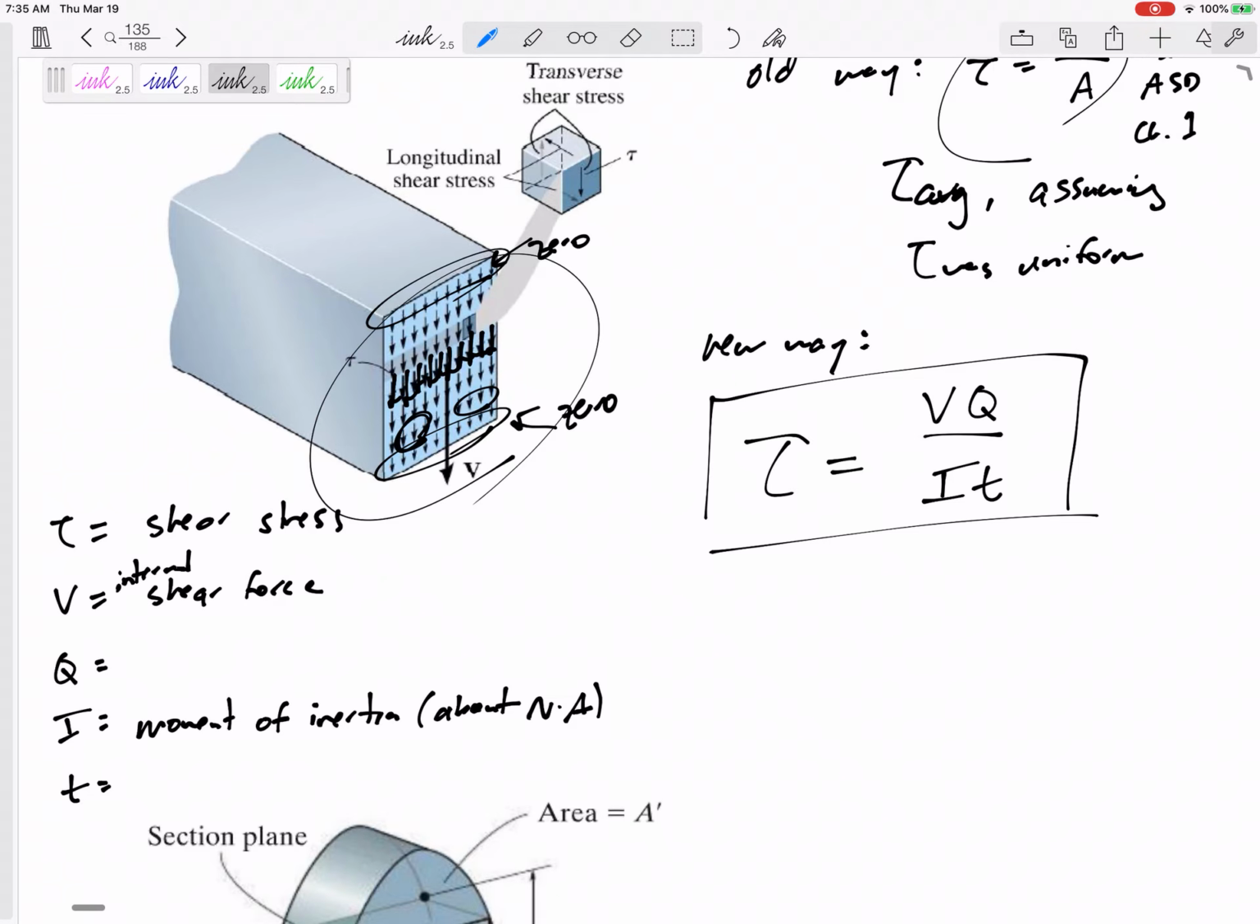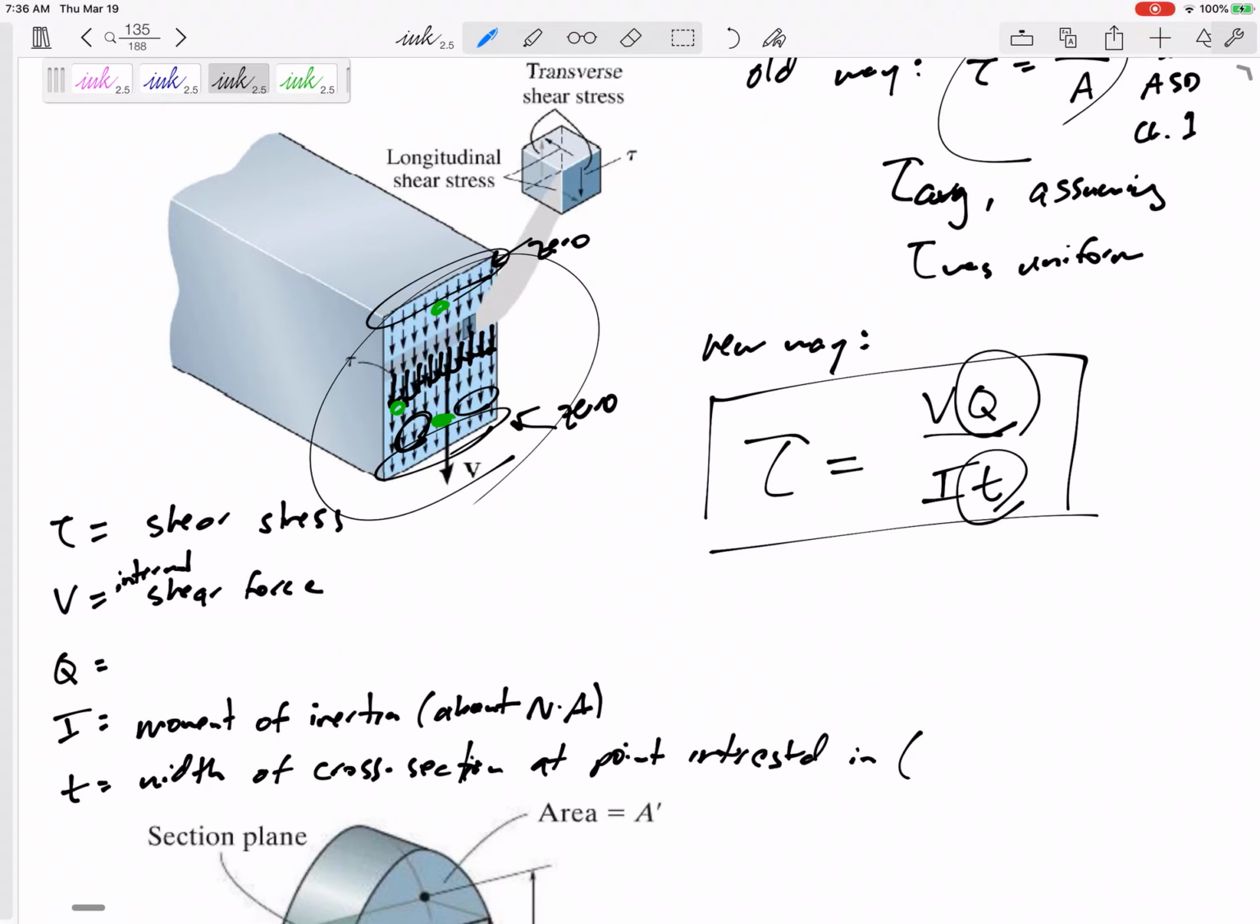Okay, and so V and I are just at that cut, and for that shape, what's the V and what's the I? But Q and T, those might depend on, okay, am I looking at this point right here? Am I looking at this point right here? This point right here? Q and T could be different at different locations. Let me start with T because that's easier. T is the width of the cross section at the point you're interested in.